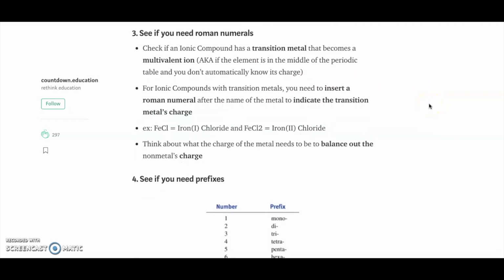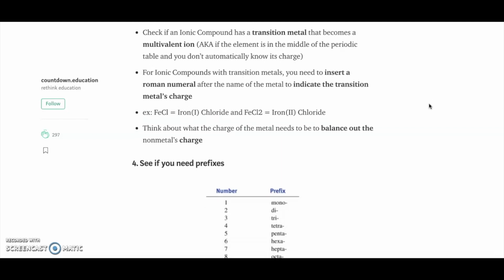Number 3. See if you need Roman numerals. Check if an ionic compound has a transition metal that becomes a multivalent ion, also known as if the element is in the middle of the periodic table and you don't automatically know its charge. You should have a table of transition metals on a blue handout you received in class. If you don't have that handout, you can go ahead and find this chart with a simple Google search.